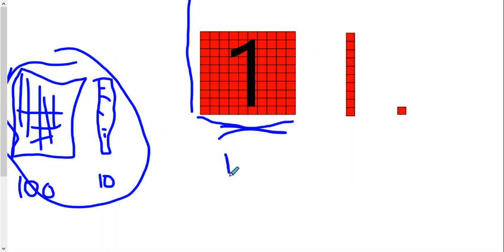This is our 1 piece, and now you can see we have some pieces that are even smaller than 1. And that's where we use the decimal point to represent these smaller pieces as well. So let's look at this strip that's long and skinny. It has 10 pieces up the side of it.